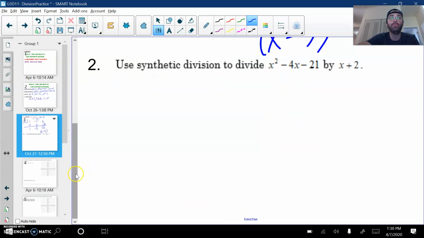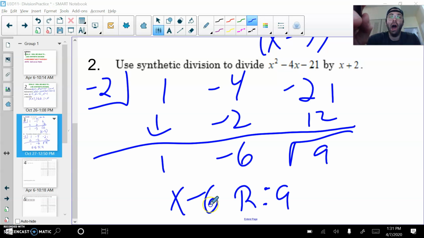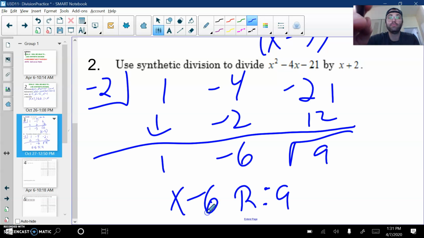Why don't you pause this one? All right, pause here. I want you to try this one yourself. Go for it. All right, here was my work. I got x minus 6, remainder 9.